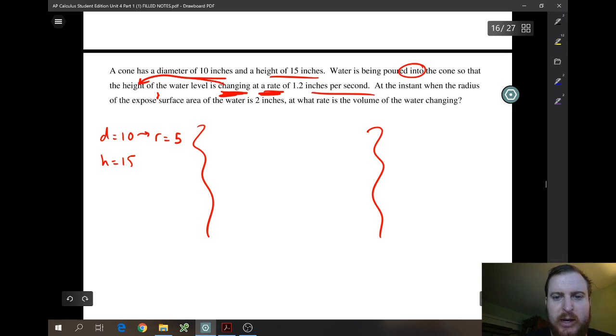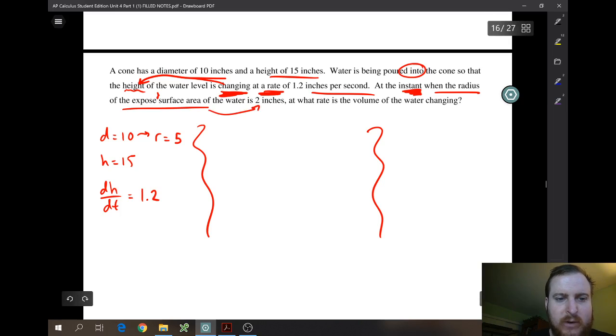And inches per second. The "per second" is another big hint that it's a rate. And just the inches is telling me that it's not volume, it's not area, but it's either the height or the radius. But we looked back and it was for the height. So dH/dt is changing. And since water is going in, it's positive. So that's 1.2. At the instant when the radius of the exposed surface area is 2 inches.